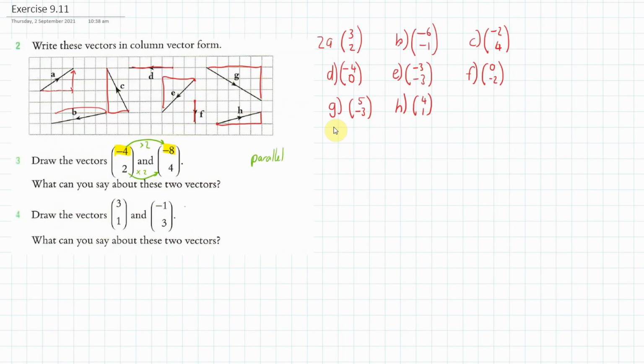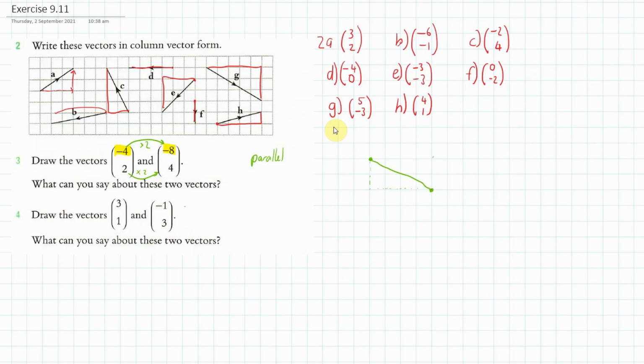Let's take the first vector, minus 4, 2. So I'll start here, and I'll go across 4 squares backwards, right? And then I'll go up 2. So that's that vector there. Now obviously it's a bit hard without a ruler, but that's what I've got there.